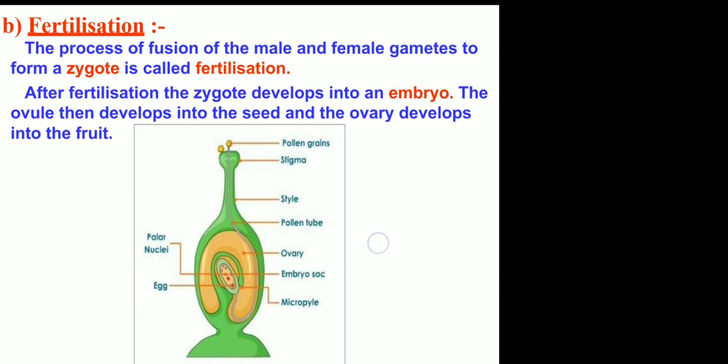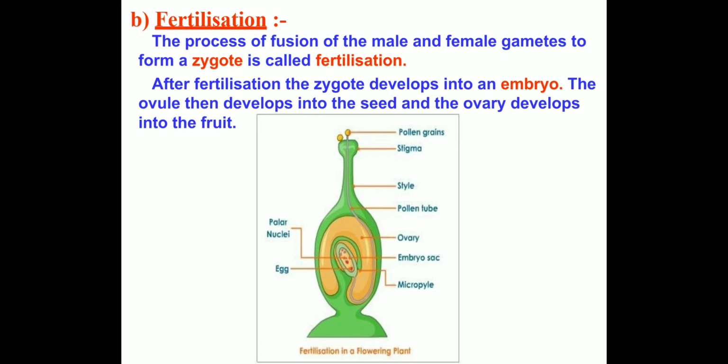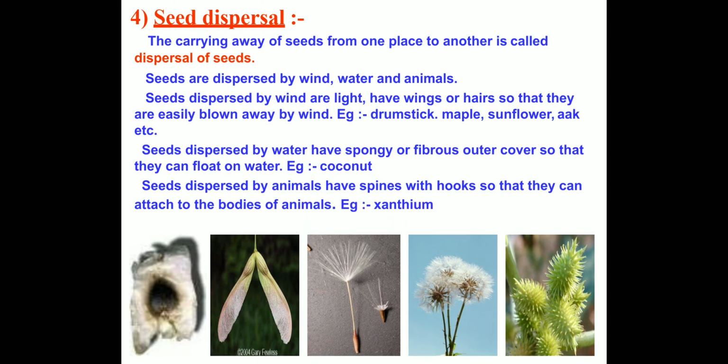Now next we will move to seed dispersal. Children, seed dispersal means the process of carrying away seeds from one place to another is called as dispersal of seeds. Seeds are dispersed by wind, water, and animals.